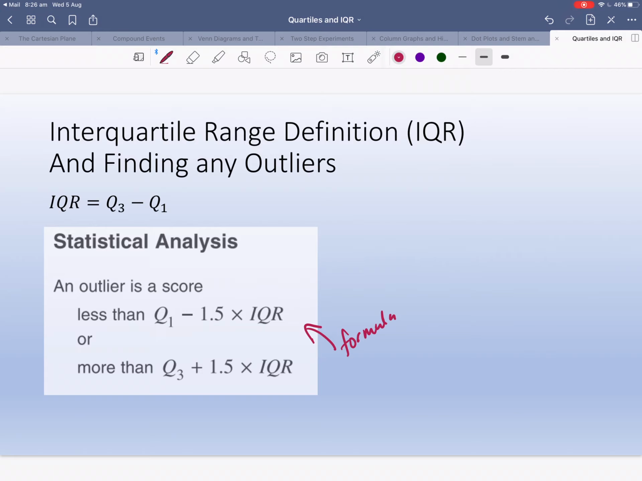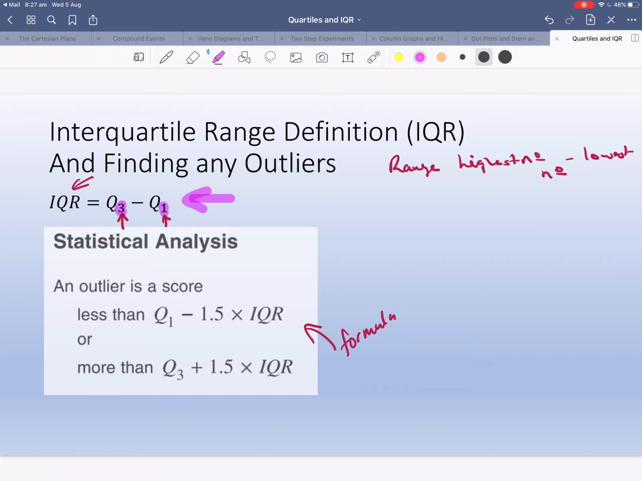Now, let's talk about the interquartile range first. If we go back to what range is, not interquartile range, it's the highest number minus the lowest number. The interquartile range is the highest quartile minus the lowest quartile. So in this case, it's the upper quartile, which we call quartile 3, minus the lower quartile, which is quartile 1. So make sure you write that in your book, okay?